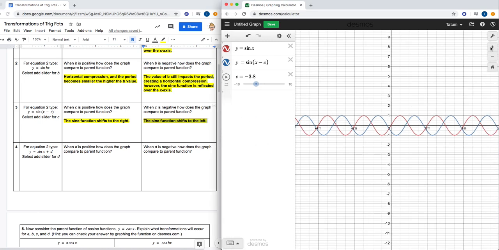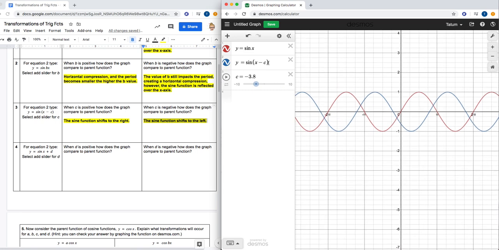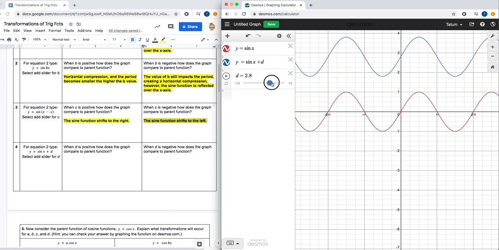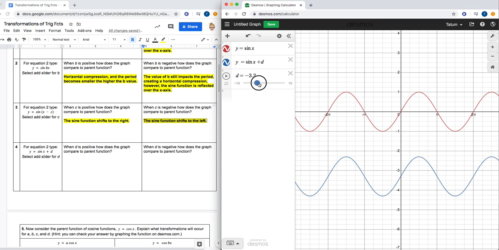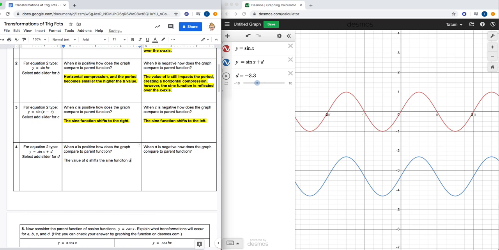And now we need to get rid of this. So now we're taking the sine of x, and then to the entire function, we're adding this value d. So if d is 0, there's no transformation. It's the same graph as the parent function. But if it's positive, it just shifts that parent function up. And then what if it's negative? We shift down. So the value of d shifts the sine function up. And the value of d shifts the sine function down when d is negative.